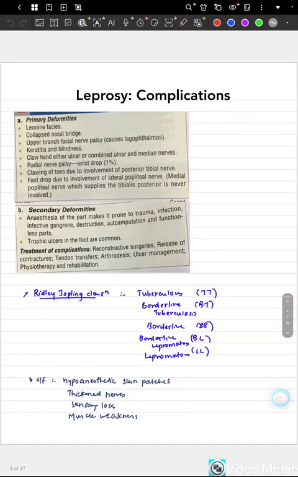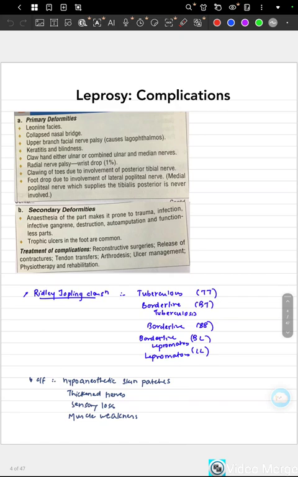And complications of the leprosy. Complications of the leprosy, starting with the face: there is going to be depressed nasal bridge, then facial nerve palsy, then leonine facies, keratitis and blindness. Then in the hands, ulnar nerve is affected, ulnar claw hand; median nerve is affected, median claw hand. Both are affected, combined claw hand. Radial nerve palsy is seen.